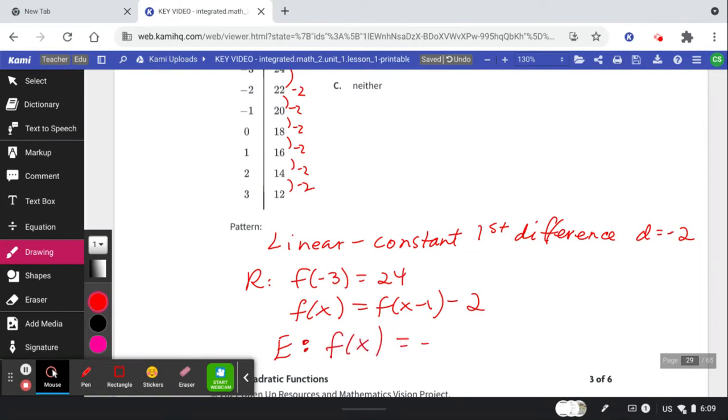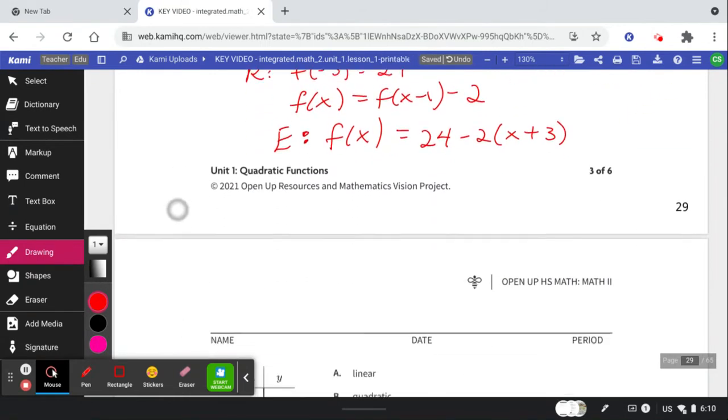Begins with positive 24, subtracting 2 each time to the x minus a -3. Remember that the explicits are bonus.